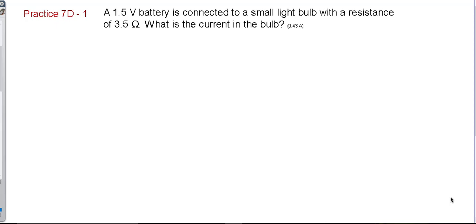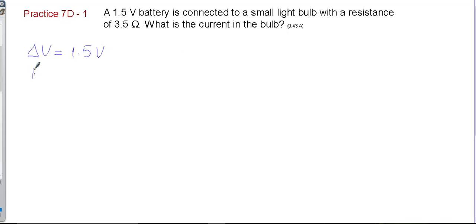Okay, friends, today we will solve some questions about resistance. Practice 7D. A 1.5 volt battery potential is given. It is connected to a small light bulb with a resistance of 3.5 ohm. Delta V is given. Delta V is 1.5 volt.